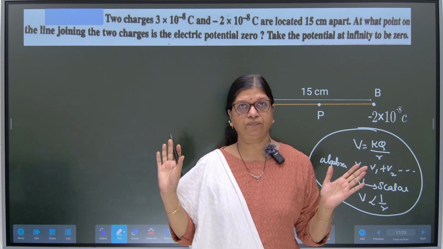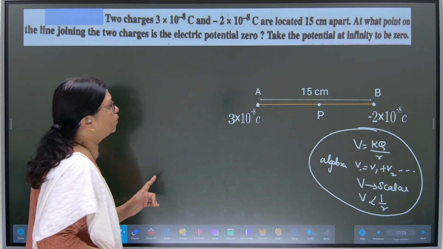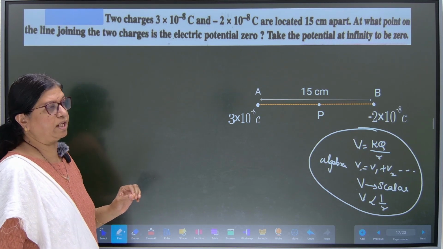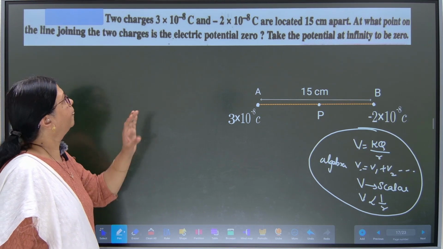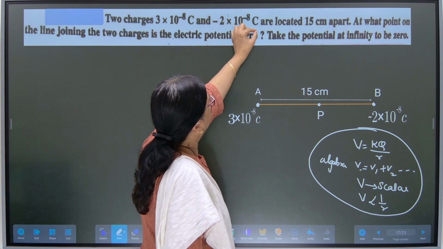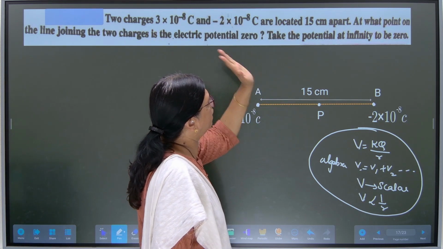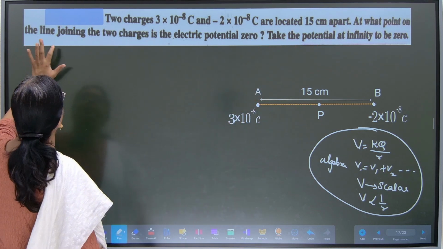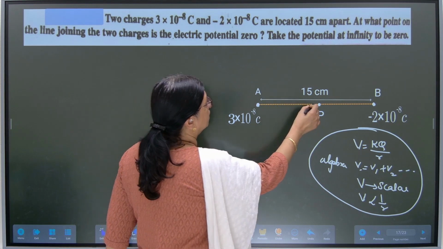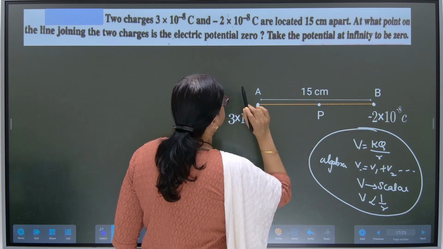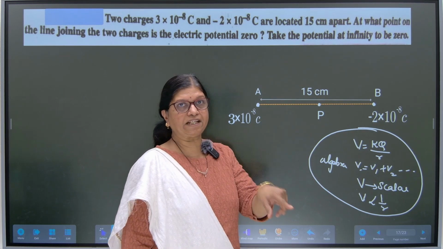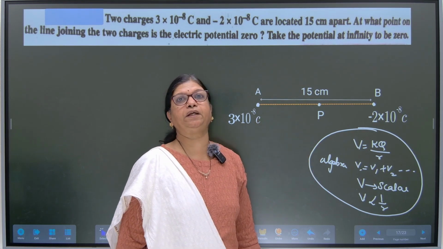So now we are talking about numericals on the topic of potential due to a charge. Let us read the numerical and understand what it is trying to say and what we are asked to find. Two charges, whose values are given, are located 15 centimeters apart. At what point on the line joining the two charges is the electric potential 0?